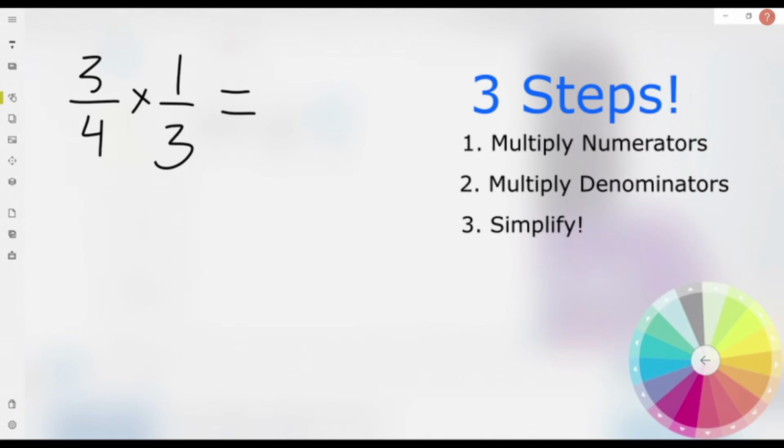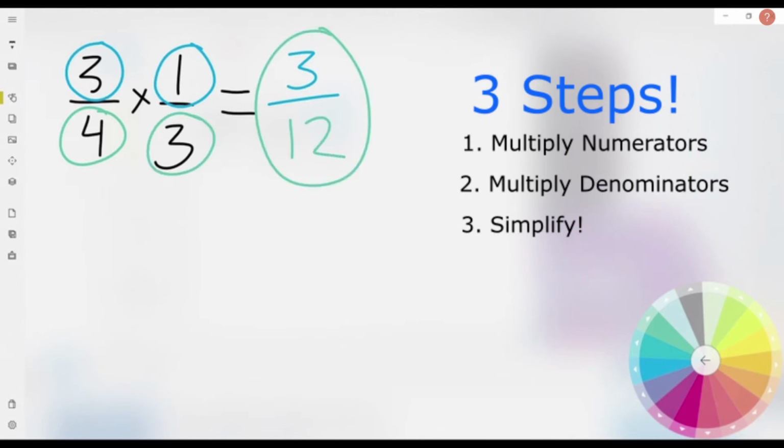First step is to multiply our numerators. In this case, our numerator is 3 here and 1 here. So we are multiplying these together. 3 times 1 equals 3 over. For our denominator, we are just going to multiply the denominators together. So our first denominator is 4. Second denominator is 3. 4 times 3 equals 12. 3/12. While that is the right answer, yes, it does need to be simplified.